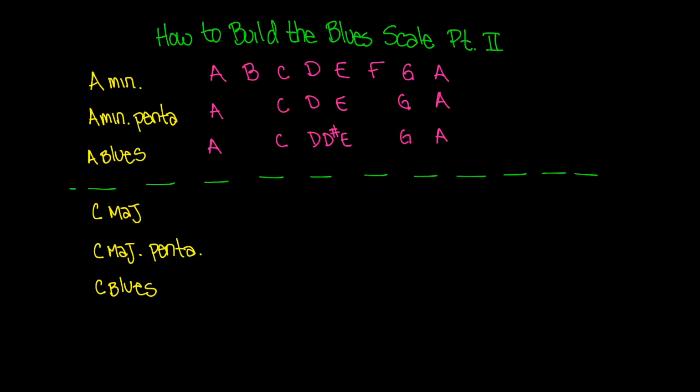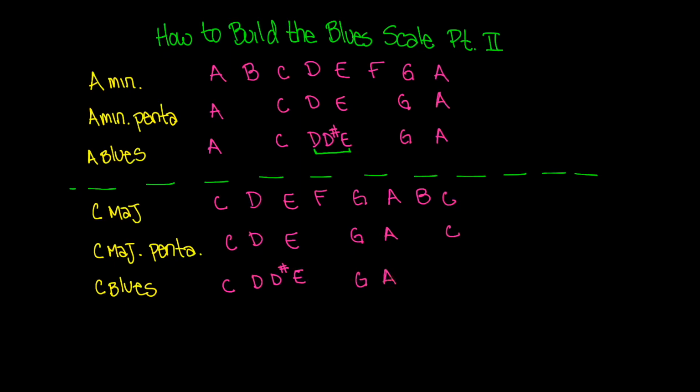Now moving on, let's see if we can build it using C major. So the C major scale is going to have these notes, our easiest scale in the world. C major pentatonic, we're going to strip out degrees 4 and 7 relative to the C major scale. And our C blues then, we're going to have a note that's going to be added in. Well, let's see, we can see that the note that was added in up here, it was a D sharp note, and so that's going to end up being in between degrees 2 and 3. G, A, back to C.